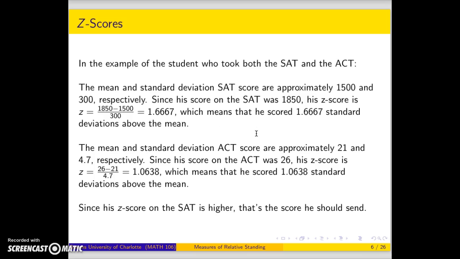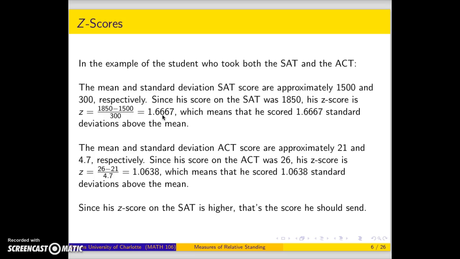So here is the previous example about the ACT and SAT scores. The mean SAT score is about 1500 on a scale of up to 2400 with a standard deviation of 300. So this student's score was 1850. Using the formula, we plug in the 1850 for x and then minus the mean, which is 1500, and then divided by 300, which is the standard deviation. And we get 1.6667, which means he scored more than 2/3 standard deviation above the mean.